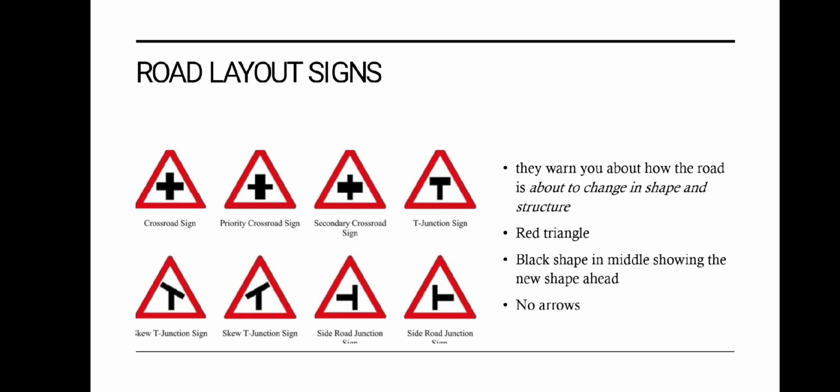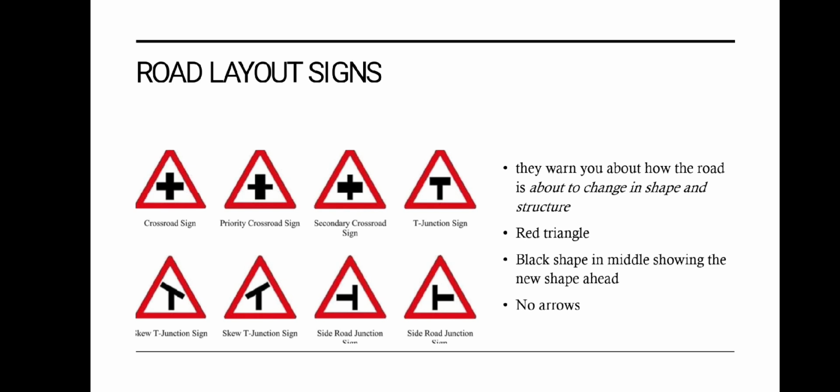The first section of the warning system is road layout signs. These are the signs that describe how the shape of the road will soon change. You can recognize these signs by red triangles with a black line or a shape showing what's ahead. Here are some examples. A curved black line will show you a sharp bend ahead. A Y-shaped line will show you a fork in the road or a Y junction. A T-shaped line will show you a T junction.